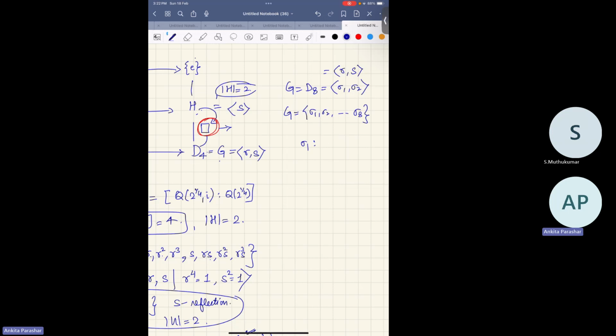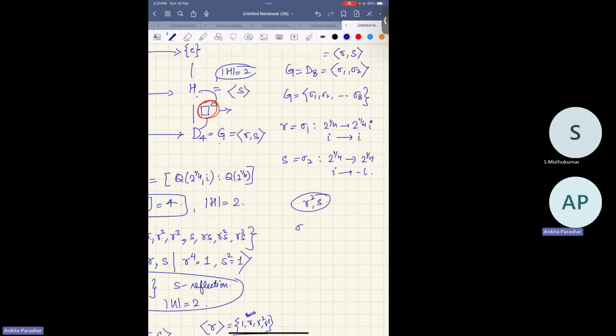Sigma 1 you will write as 2 power 1 by 4 going to 2 power 1 by 4 i, and i going to i. And sigma 2, maybe this you see as R, this say as S. This will go to the same, but i going to minus i. Right. Now let's look at the fixed field by R square comma S. So you try to see sigma 1 square. What is that? 2 power 1 by 4 going to where and i going to where? Can you tell me where sigma 1 square maps 2 power 1 by 4 to? 2 power 1 by 4 to 2 power 1 by 4 times i.